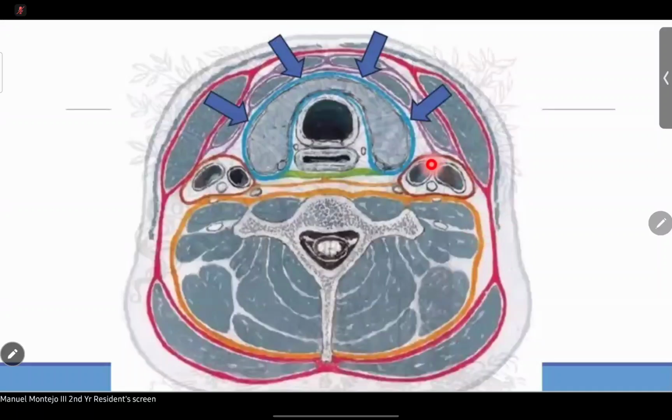For this illustration, the colors are actually different, but usually, this is an eggshell cut of the neck. This is your thyroid gland. This is your trachea. This is your esophagus. So this is your visceral layer, or your investing layer.